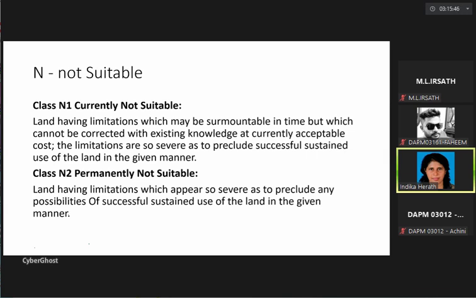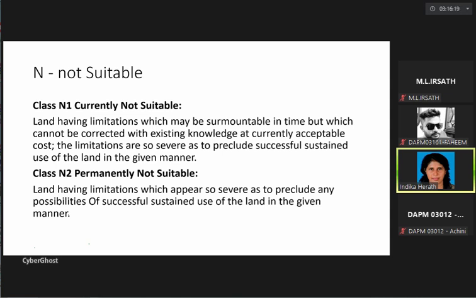If it is not suitable, we categorize it and symbolize it using N, capital N. N is not suitable, and we can classify two classes even when it is not suitable. So it is N1 and N2. N1 is currently not suitable. That means as it is, you can't use it.